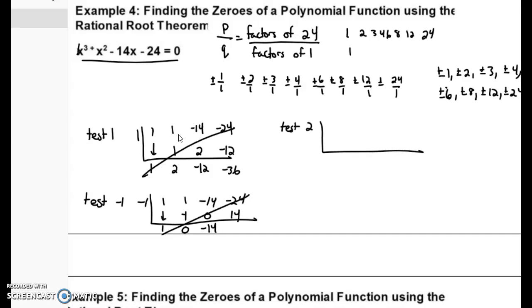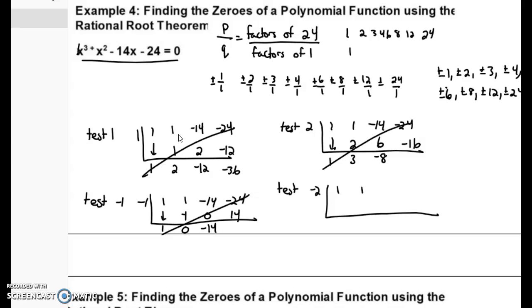So if I have the 2 there, all right, synthetically divide it. So that's negative 8. 2 times negative 8 is negative 16. Right there, I know that is not going to be a remainder of 0. So keep going. Now let's test negative 2.